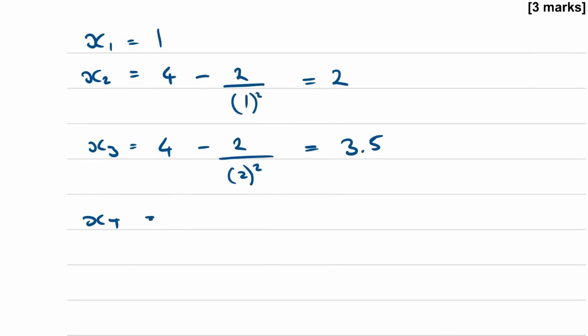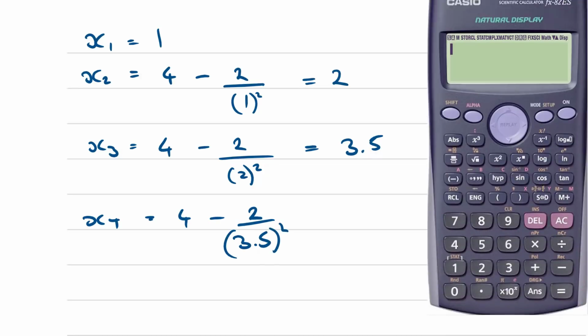x_4 we're going to get by, again, just subbing back in, 2 over 3.5. I'm going to use a calculator now, 3.5 squared.